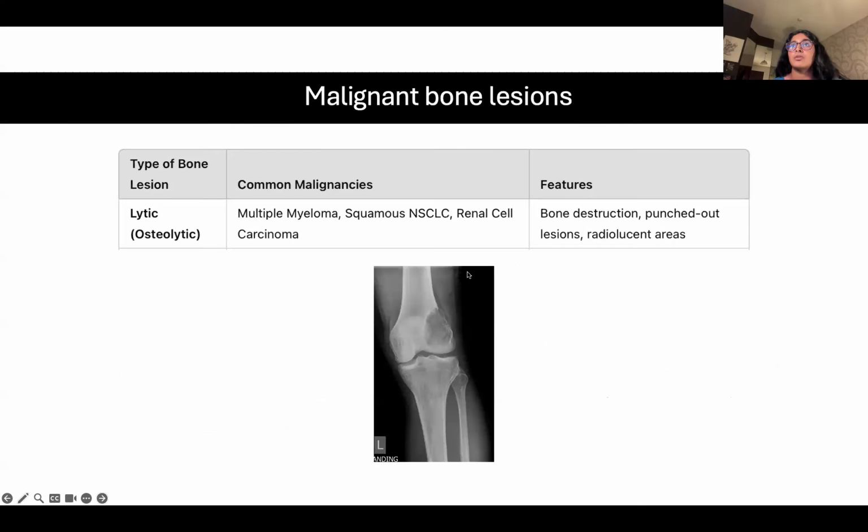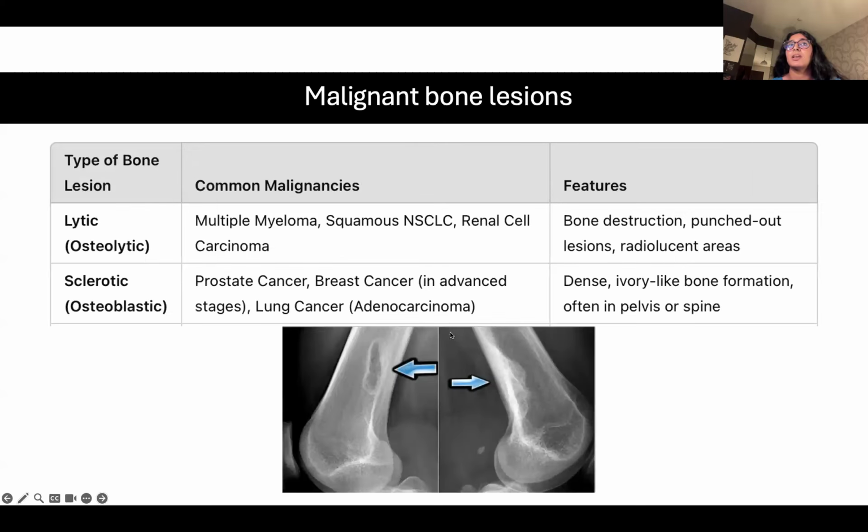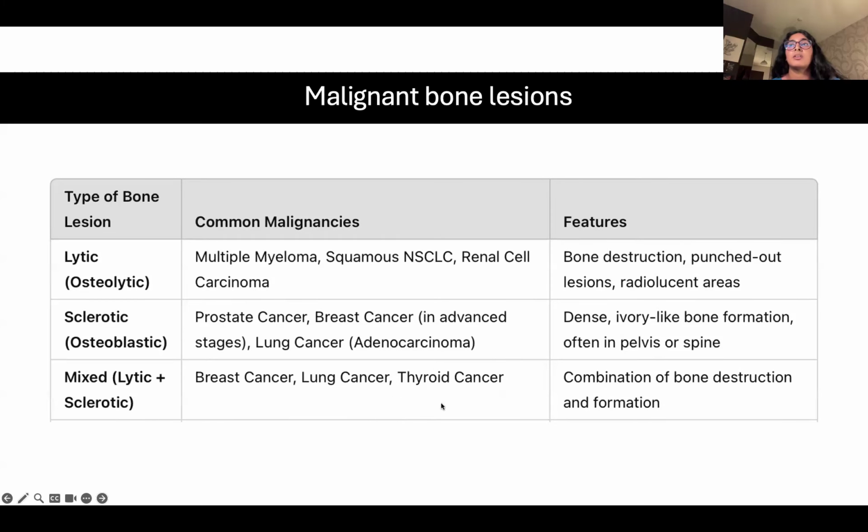So malignant bone lesions, you've got your lytic lesions. So here we had sclerosis. Lytic lesions, these are some of the primaries: multiple myeloma, non-small cell, so squamous, renal cell carcinoma, and you're seeing these punched out lesions. For sclerotic lesions, the adenocarcinoma, like we talked about, so that's another reason that it's not going to be squamous cell. Adenocarcinoma, prostate, breast commonly metastasizes to the bone. Mixed could include thyroid as well.